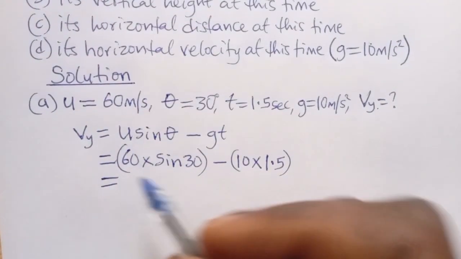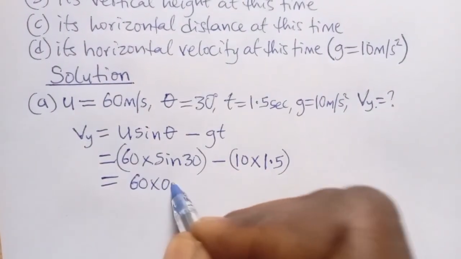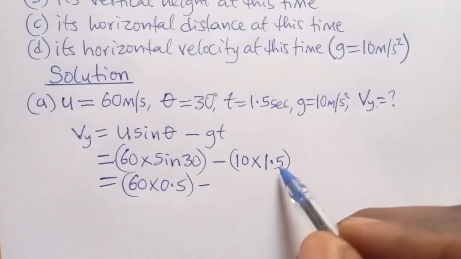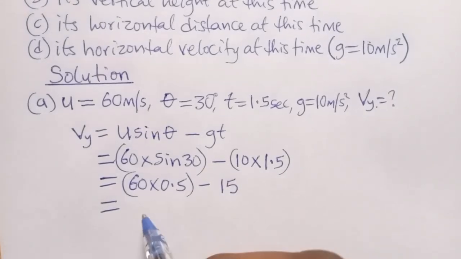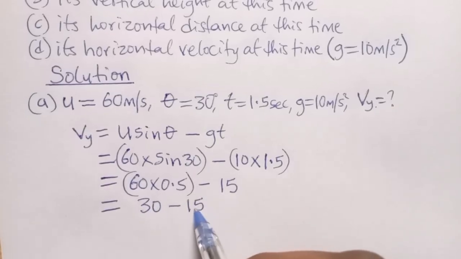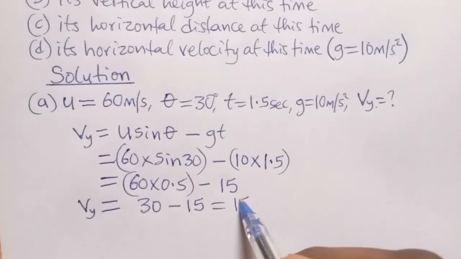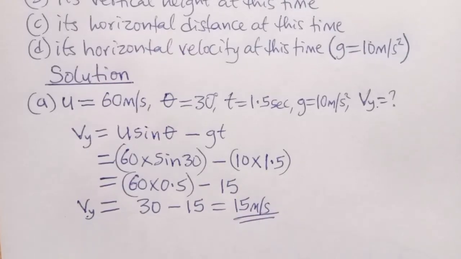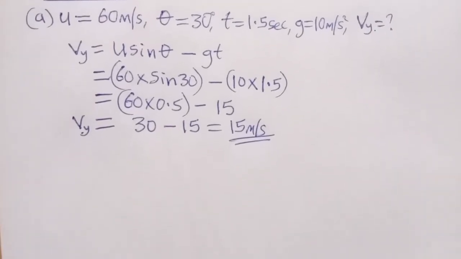Sine 30 is 0.5. So I can simply say 60 times 0.5, then minus 10 times 1.5 will give us 15. So 60 times 0.5 is simply 30. So we say 30 minus 15. And that will give us the vertical velocity as 15 meters per second. So this is the answer for the vertical velocity. So I hope you got that explanation.